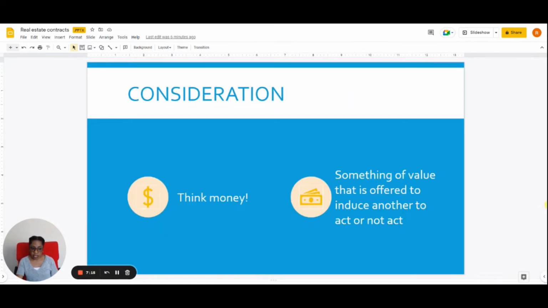Next is consideration. With consideration, like I said here on the screen, think money. But it's not only money. It could be crypto, it could be stocks, it could be bonds, it could be love and affection. All right. So it is something of value that I'm offering to you in return for what you're going to give to me. If we're renting, for example, the amount I'm paying in rent will be consideration to get your house. If I'm selling, I'm getting your house and I'm paying you money, that will be consideration. So there always has to be consideration when we're talking about contracts.